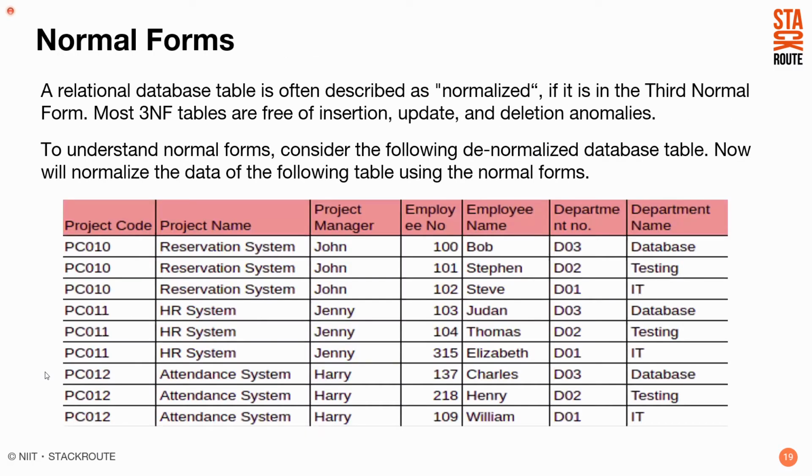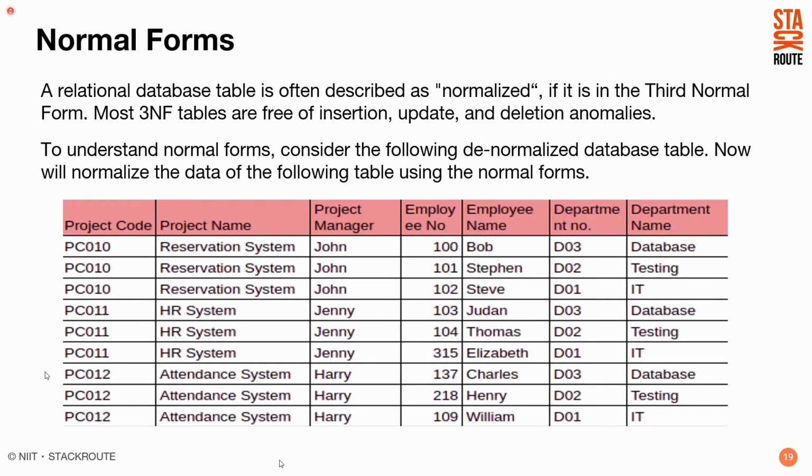So there are many normal forms. A relation table is often described as normalized if it is in third normal form. So there are three normal forms: first normal, second normal, and third normal. By applying all the rules of first, second, third, my table will be in the form of a normalized structure. To understand the normal forms, let us consider a denormalized table, and then we will apply each and every normal form one by one, and discuss in detail.